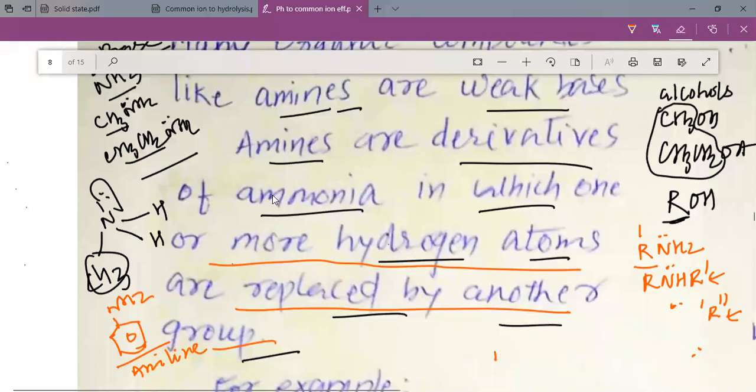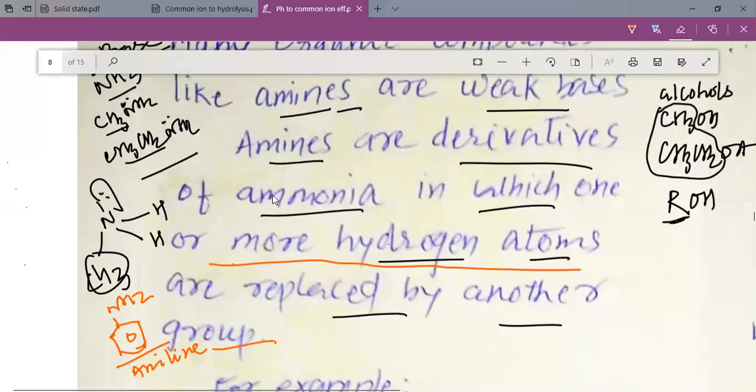Dear students, have you understood about the amines? Any doubt in this? No, sir. Okay.